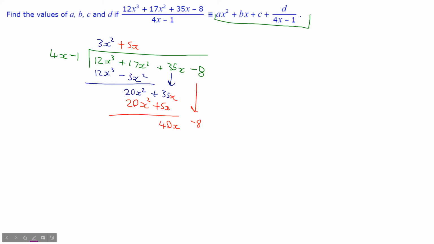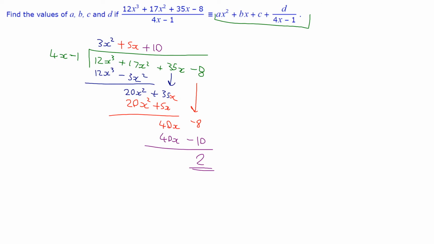And how many times does 4x - 1 go into 40x - 8? A whopping 10 times. So what we're left with is 40x - 10. And we're left with a remainder of 2.